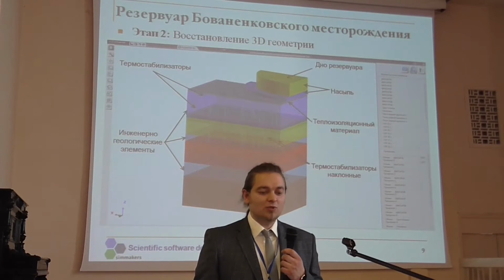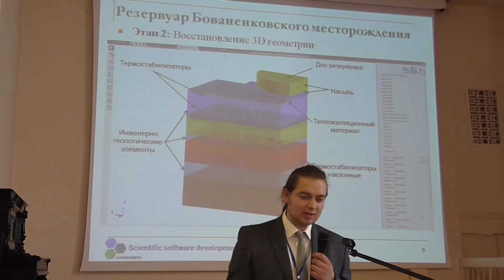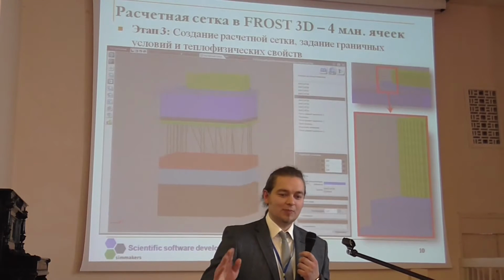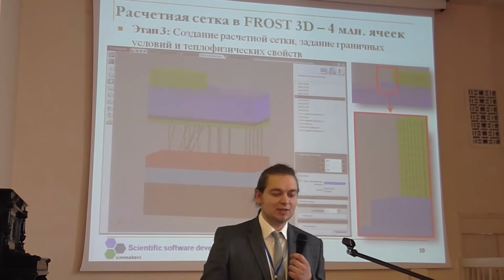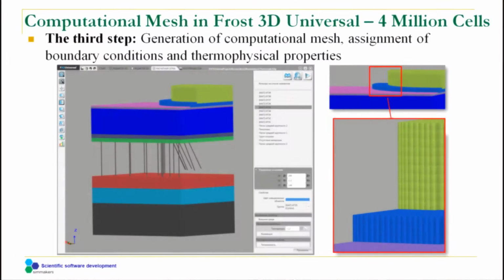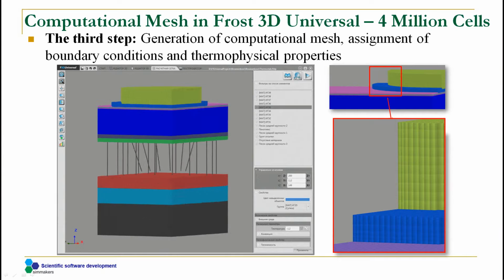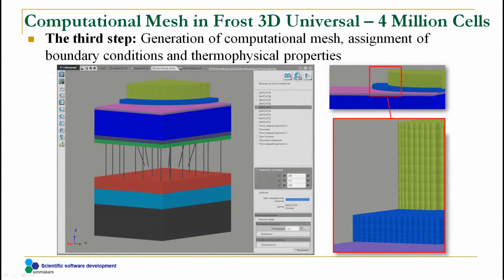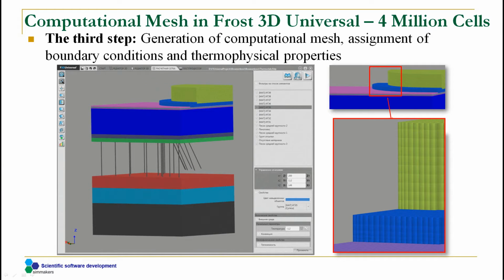The next step is meshing the computational domain. Here we've zoomed into a very small area to demonstrate the level of detail of the mesh, because our software supports very large meshes. Each model consists of millions of cells, and almost all our calculations are in the order of millions, 2, 5, 10 million cells.